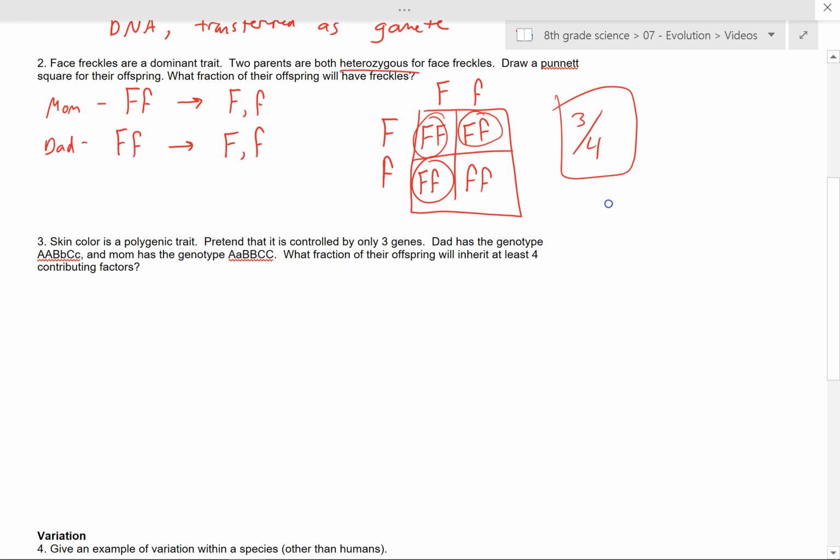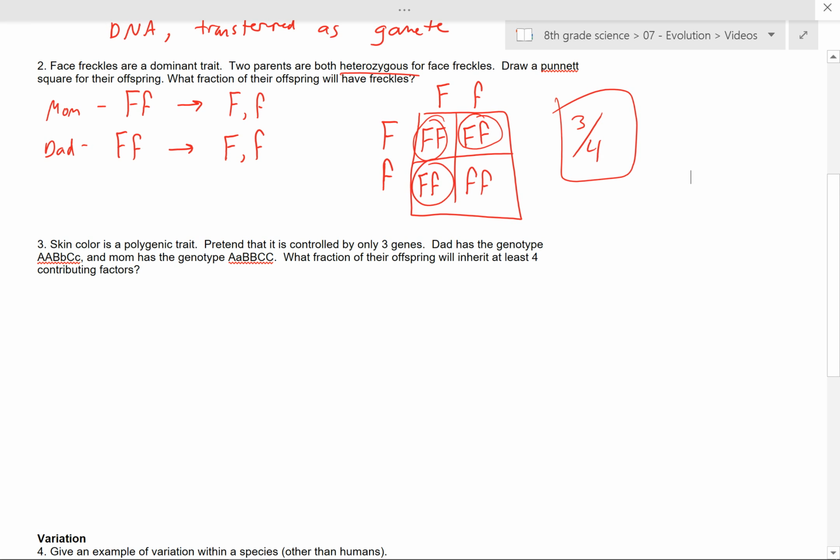For the next one, we have a polygenic trait. We'll start by figuring out gametes for these 2 parents. Just copying down mom's and dad's genotypes. Dad can produce 4 gametes, so we can have the first A, the first B, and the first C. Big A, big B, big C. We could do first A, first B, and second C. So that's big A, big B, little c.